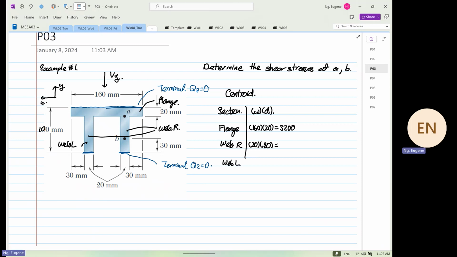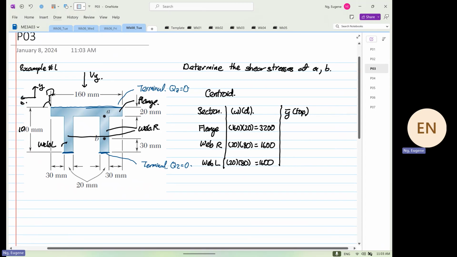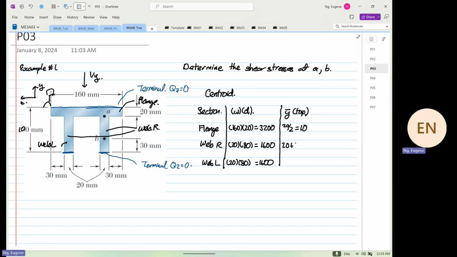Okay, so 20 times 80, 1600. The same. Next, I'm going to take the Y bar, and I'm going to take the Y bar from the top. From the top means I'm taking my datum from the top where I'm finding the centroid. So this is equal to 20 divided by 2. This is 10. This is 20 plus 80 divided by 2, so that is equal to 60. Likewise, this is also equal to 60.